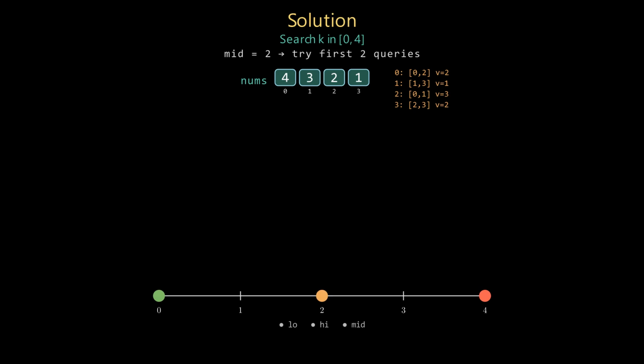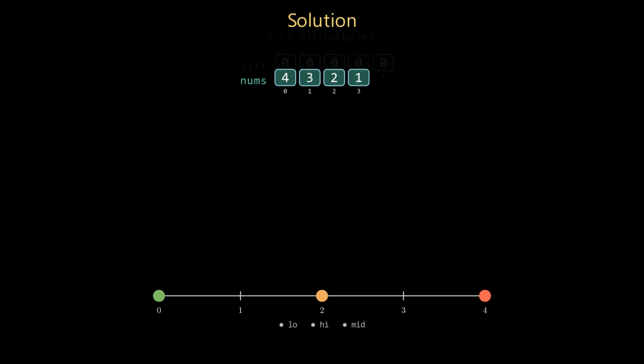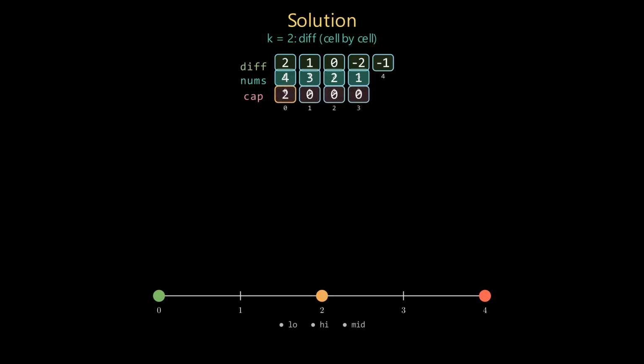Binary search on k, low starts at 0, high at 4, mid is 2, we test whether the first 2 queries can zero the array. Build a difference array for those 2 ranges, then one prefix sweep gives the most decrease available at each index. Index 0 is short, so k equals 2 is not enough. Move low past mid to 3.